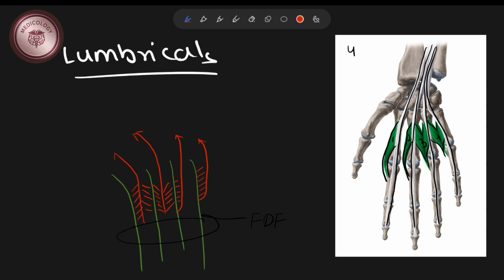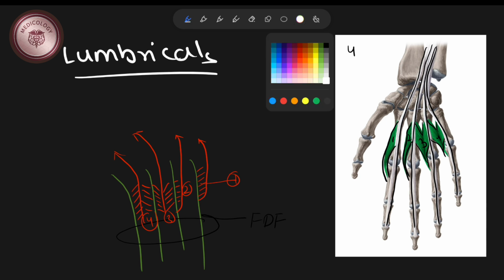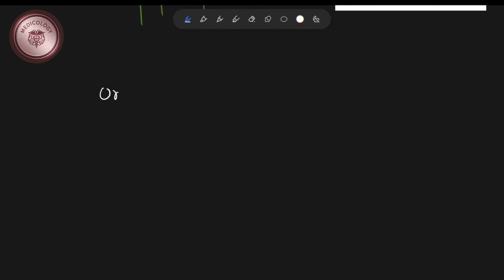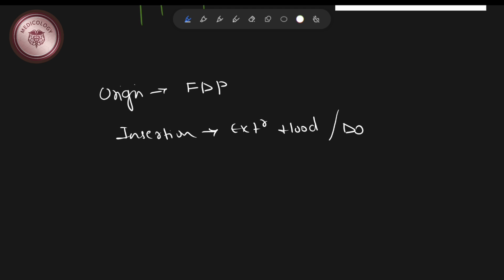So this is the first, second, third and fourth. Let's write their origin and their insertion. Their origin is flexor digitorum profundus. Their insertion is the extensor hood at the back side, or dorsal digital expansion.